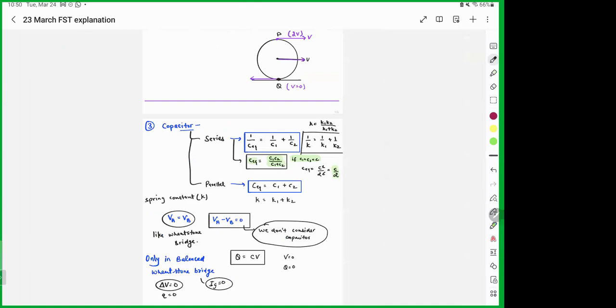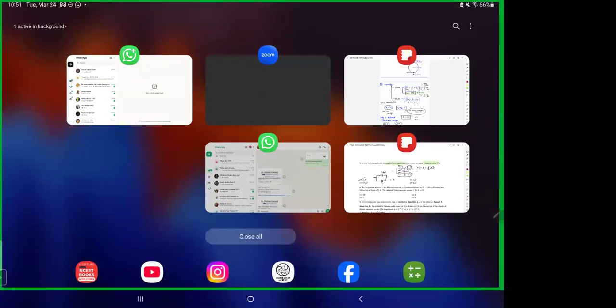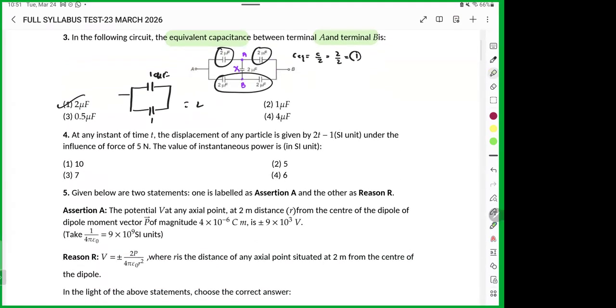Any doubt, Jordan? No, sir. So I want to see your rough work. Take one page, you can do rough work simply, but make sure you do it properly, this concept part. Done? If it is done, fourth topic.